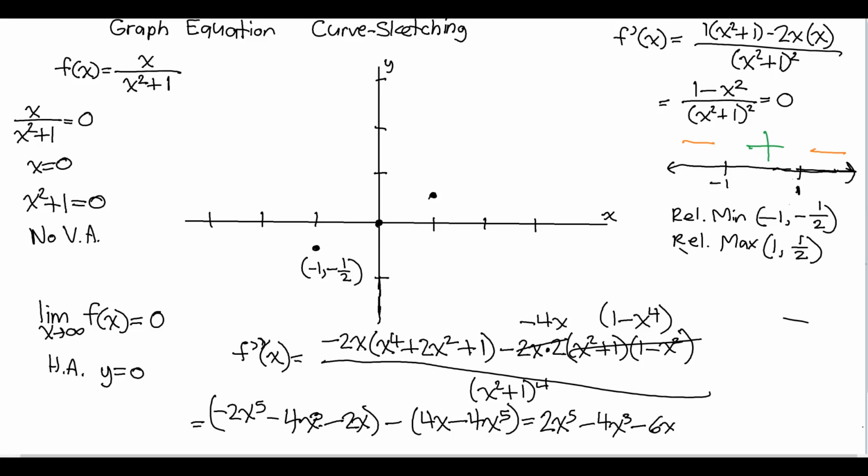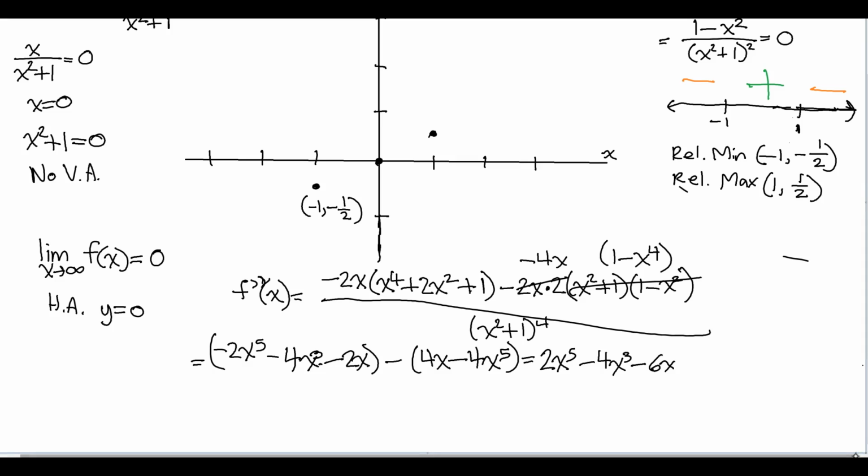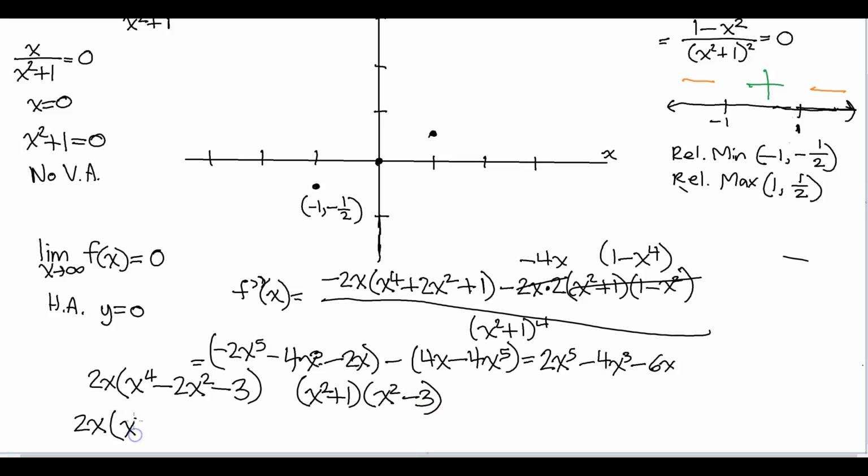Now we can solve this equation. It's going to be a tough one to solve, but we can factor out 2x. Factor out 2x, we get 2x times x to the fourth minus 2x squared, yes, minus 3x, minus 3. Okay, so we can factor this. Because 1 and negative 3, yes, we can factor this into x squared plus 1 and x squared minus 3. Good. So we have x squared plus 1, x squared minus 3, and we just set that equal to 0.